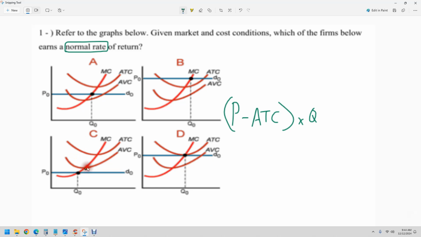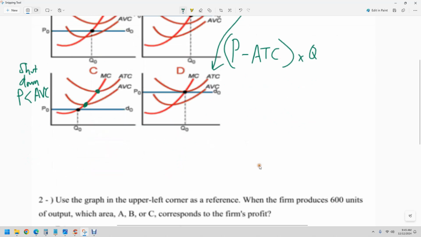So you can kind of see what's known as the shutdown price. The firm should always shut down when the price is less than average variable cost. Okay, and if it thinks that the price is going to rise again in the future and rise above this, it should open up again sometime in the future. So that's how to find the normal rate of return. It would be on that graph right there.